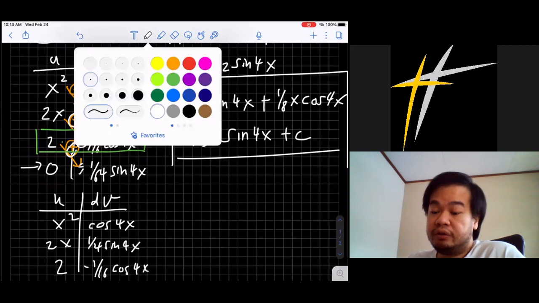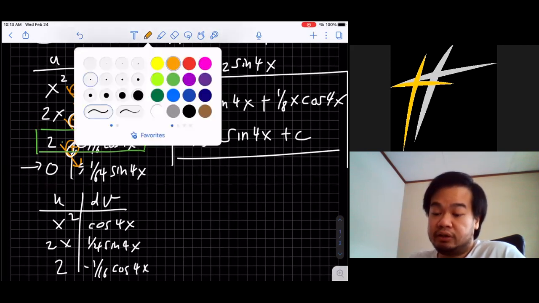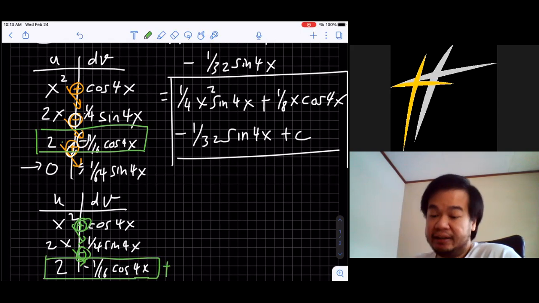So if you don't want to solve the whole integral, you can stop at a certain step. The signs go plus, minus, so if we stop here, after positive and negative, this next one will be positive.